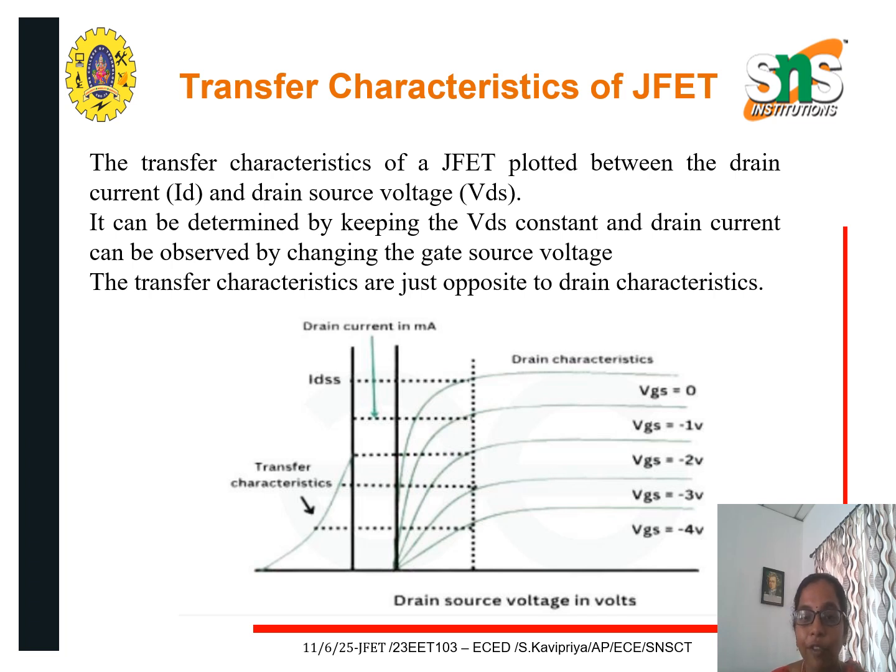So in the same graph, both the output characteristics and the transfer characteristics are indicated. Output characteristics is a graph drawn between the VDS and ID, keeping the VGS constant, whereas in case of transfer characteristics, it is a graph drawn between the VGS and ID, keeping the VDS constant. So it is exactly opposite to that of the drain characteristics.